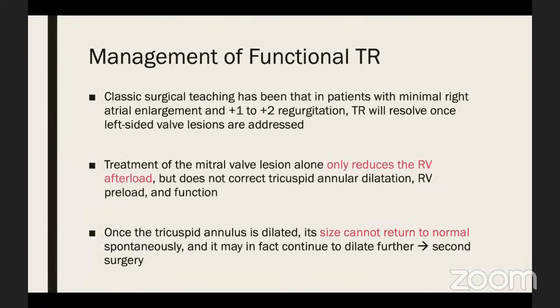So to manage functional TR, the classical teaching has been that for minimal right atrial enlargement and a TR that is +1 or +2, TR will resolve once we address the left-sided valve lesions. However, treatment of the mitral lesion alone will only reduce the RV afterload, but it will not correct the tricuspid annular dilation or the RV preload and function. And once the tricuspid annulus dilates, the size cannot return to normal spontaneously, and it will continue to dilate further, necessitating a second surgery if it were not addressed in the first surgery while repairing the left-sided lesion.